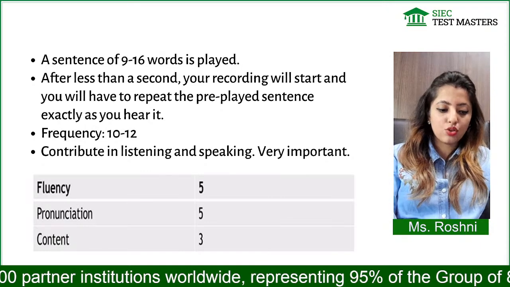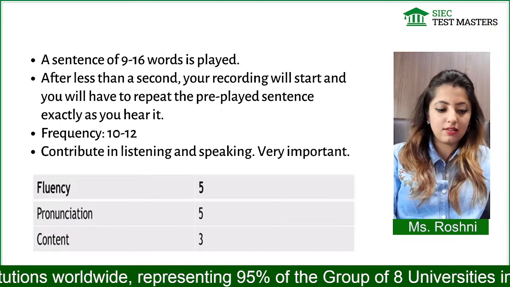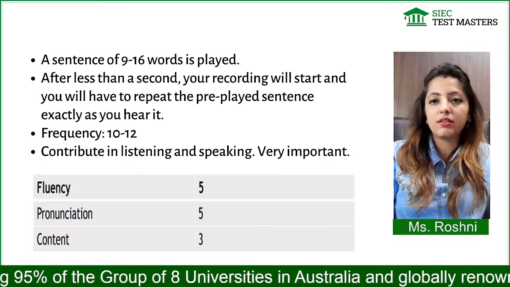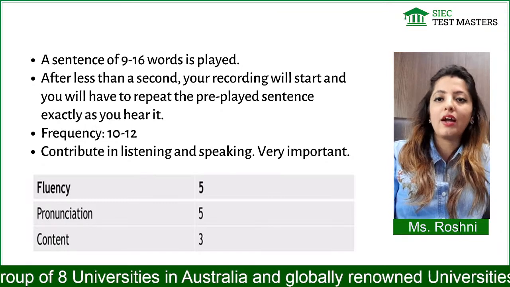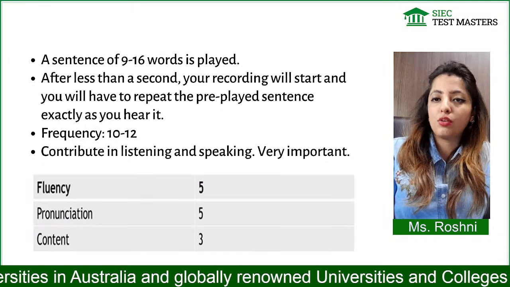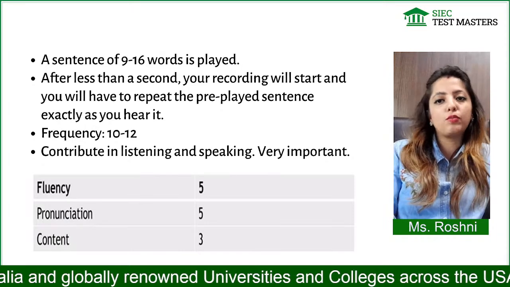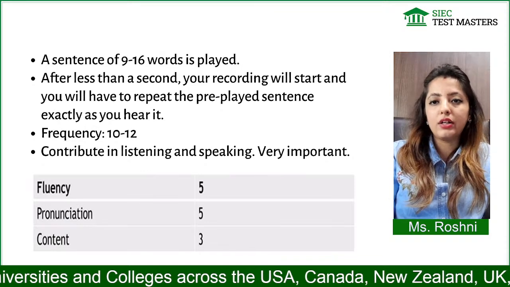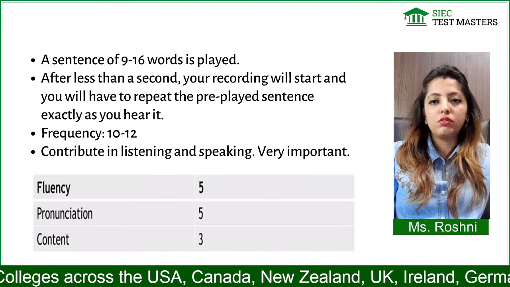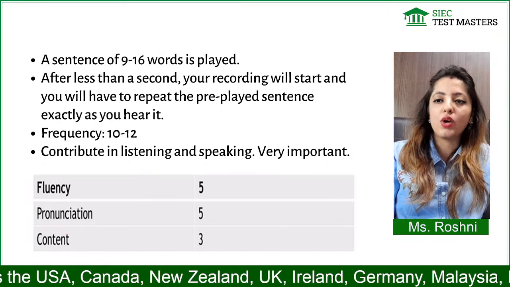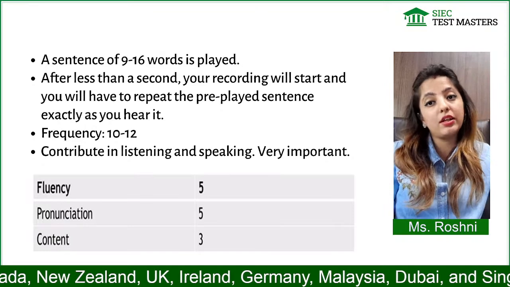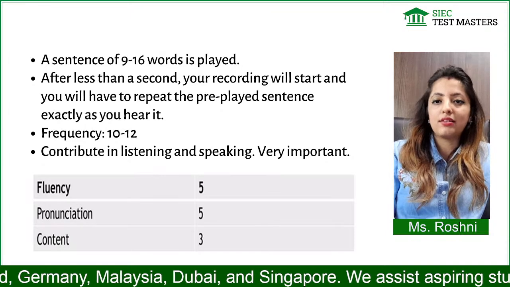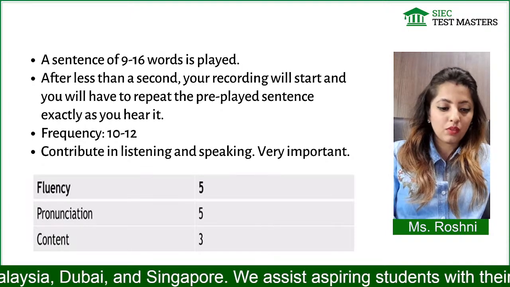The parameters which deal with giving marks for repeat sentences are fluency, 5 marks, pronunciation, 5 marks, and content, 3 marks. The first one, fluency and clarity, gives marks to the speaking module, whereas the content gives marks to the listening module. So you need to focus on both, and if your content is right, up to the 10 to 12 words that have been mentioned, you will be getting marks directly in the listening module. The more the content, the more marks are diverted towards the listening module.